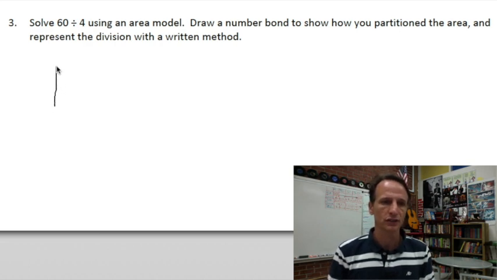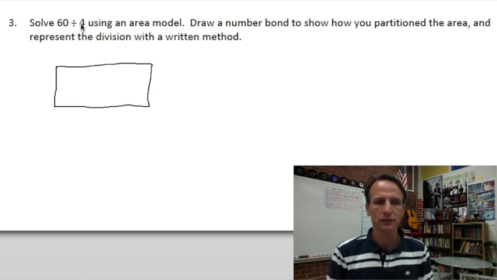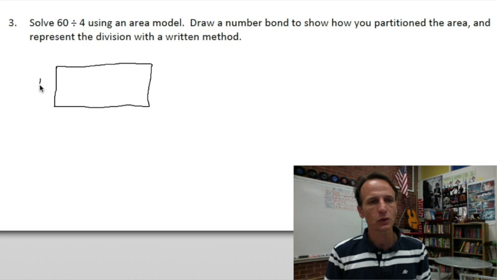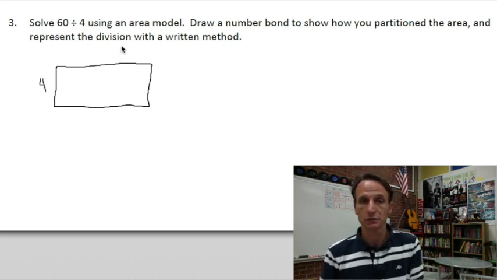We draw ourselves a rectangle to start with. That's what we're using for these area models. And we know our divisor is 4. We'll put that as the length. We could put it elsewhere, we could put it as the width, but this makes sense.